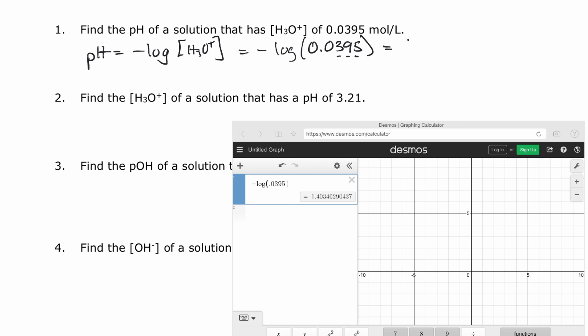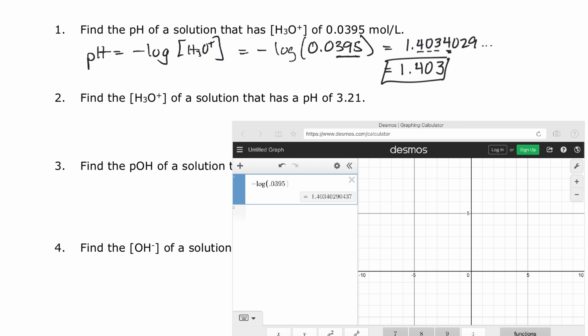So our answer comes out to 1.4034029, etc. Again, pH doesn't have a unit, so it would just be a number. So here I said 3 sig figs. In logarithms, the significant figures are only the digits after the decimal place. So 1, 2, 3. So it's going to be 1.40. Since this is less than 5, I'll leave this one at 3. So that would be my pH.